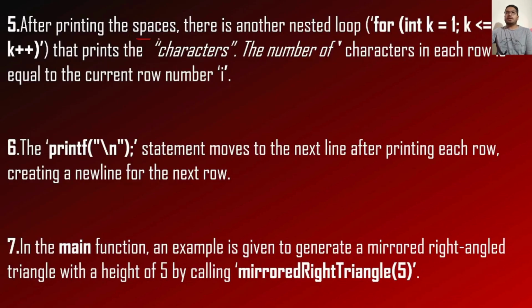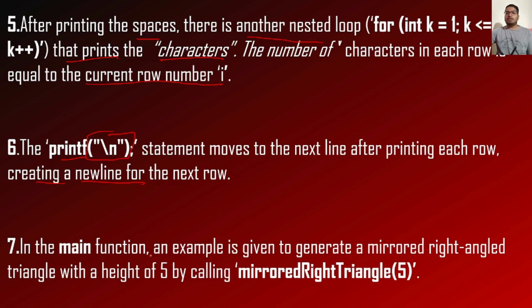Next, after printing the spaces, there is another nested loop, for int k = 1; k <= i; k++, that prints the star characters. The number of characters in each row is equal to the current row number i. The printf("\n") statement moves to the next line after printing each row, creating a new line for the next row. It is used to move to the next line after writing a particular line.